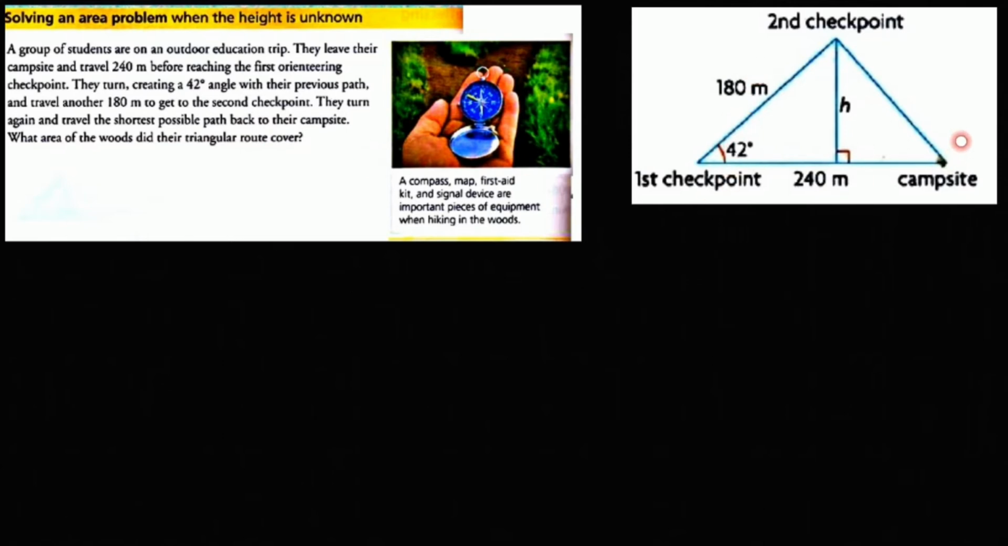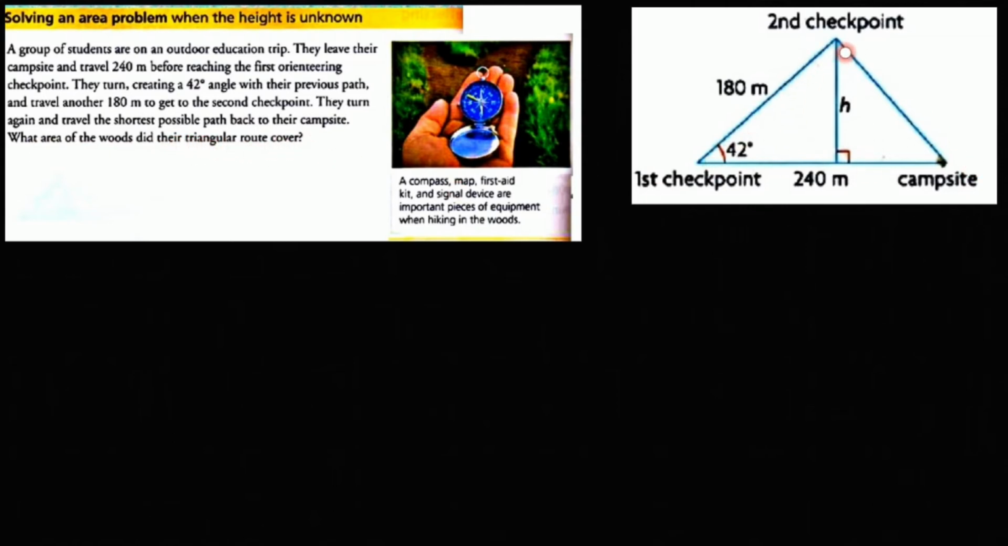So I draw a diagram here. This is the campsite, and then they travel 240 meters to the first checkpoint. So this side length is 240 meters, and then they turn, creating 42 degrees, and go to the second checkpoint. This side is 180 meters, and then they turn again back to their campsite. So this is a triangle, right? The question asks us to find what area of the woods the triangular route covers.